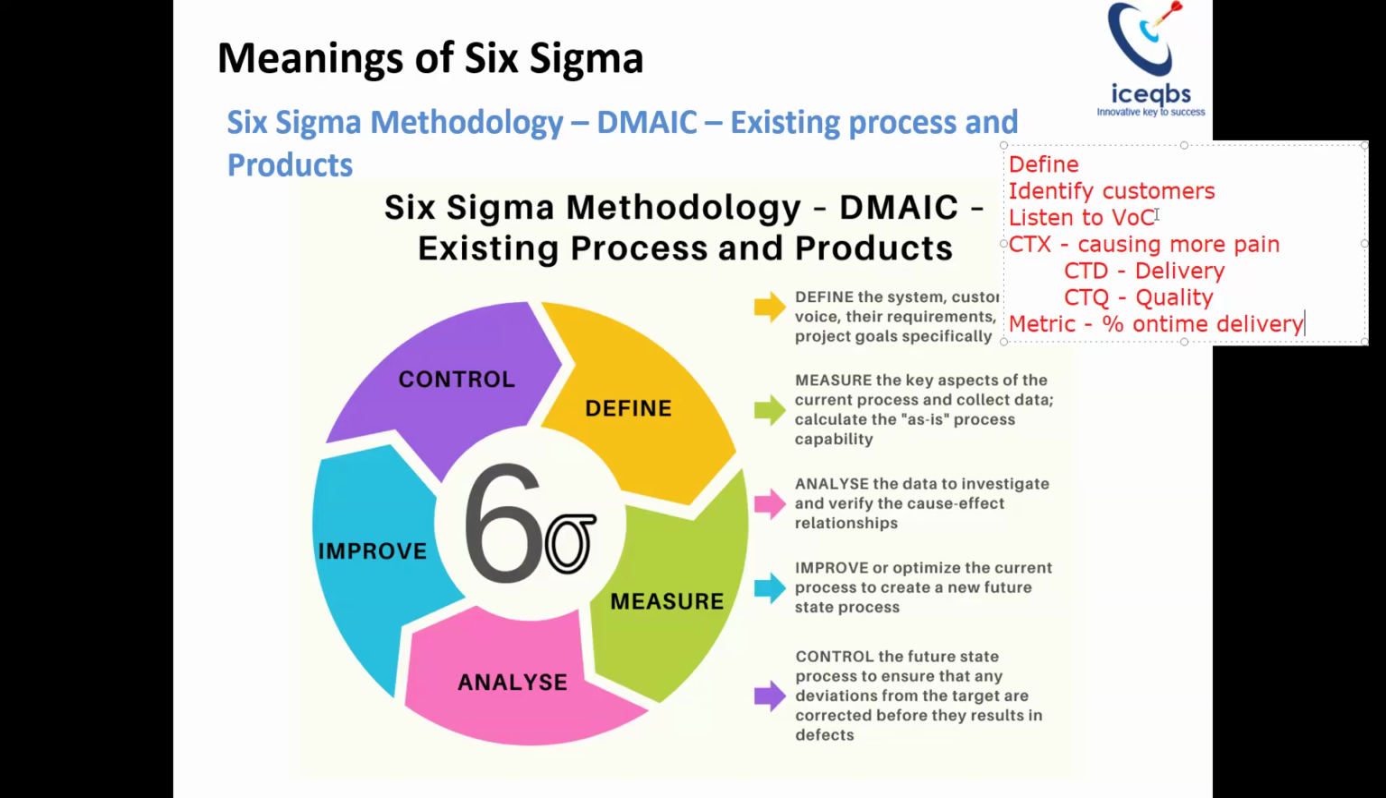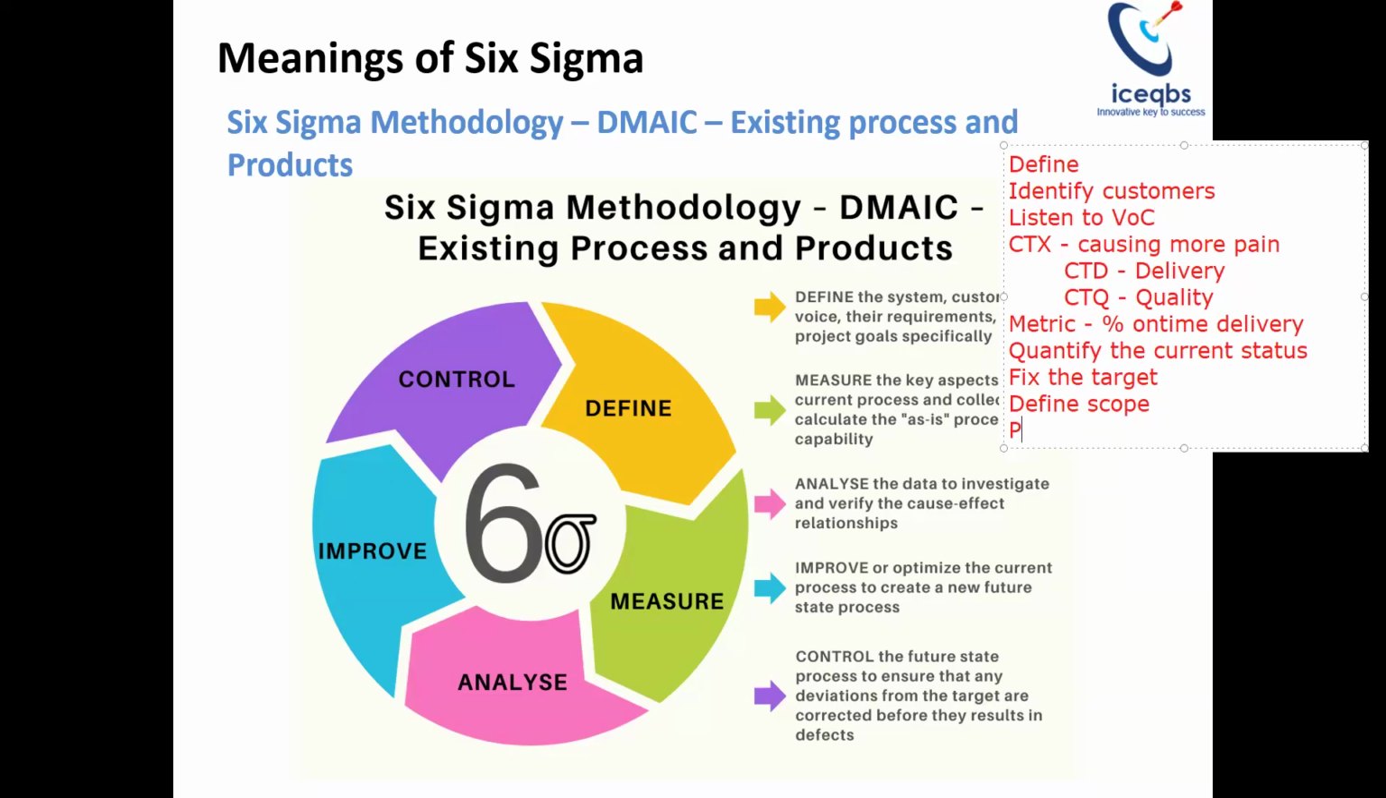Right? So you identify the customer, talk to the customer and listen to the voice of customer, link it to the critical to X factor, what is causing more pain, link it to a measurable metric, how you are going to measure the performance, and then quantify the current status, fix the target. Then define the scope of the project. Maybe you are delivering to many customers. So which customer, which product, which defect type. So try to narrow down the scope of the project, define the scope of the project, and then appoint the project leader and project team.